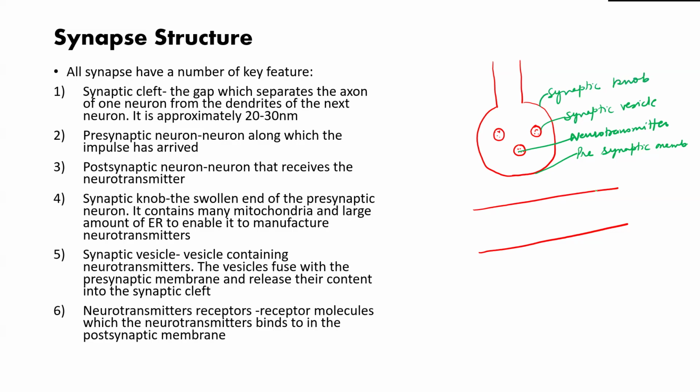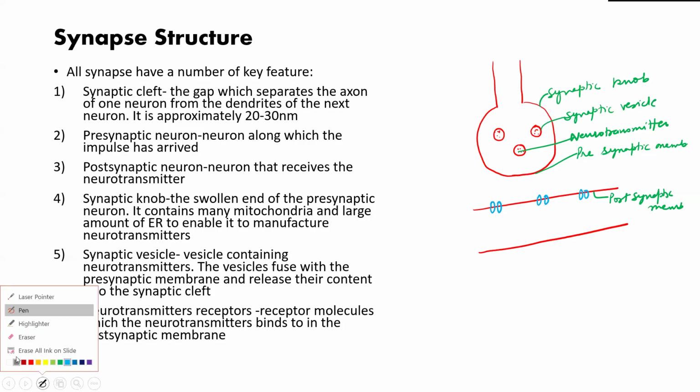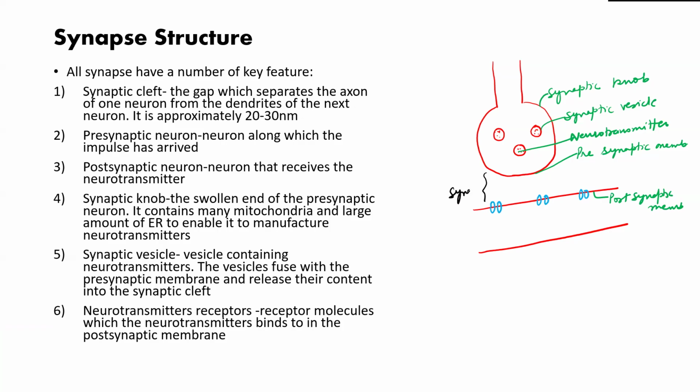This is the postsynaptic membrane, and the postsynaptic membrane will have receptors for neurotransmitters, which are going to be released into the gap, and this gap is known as the synaptic cleft. So this is known as the synaptic cleft.